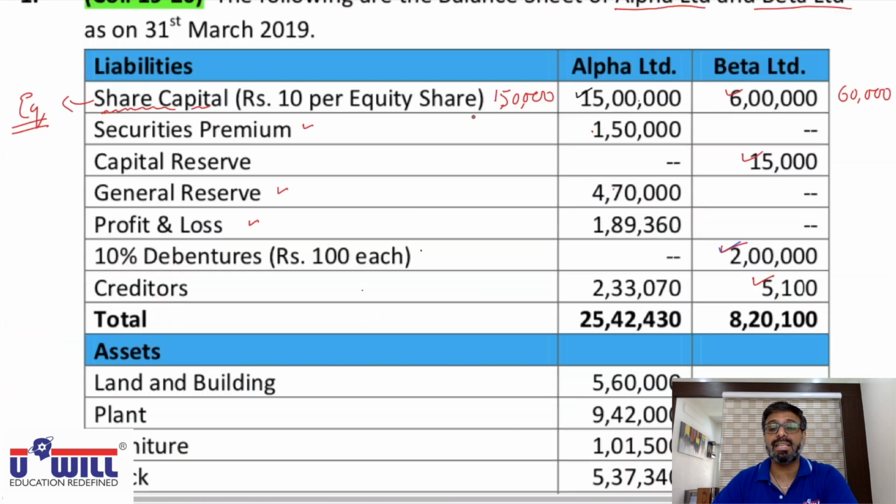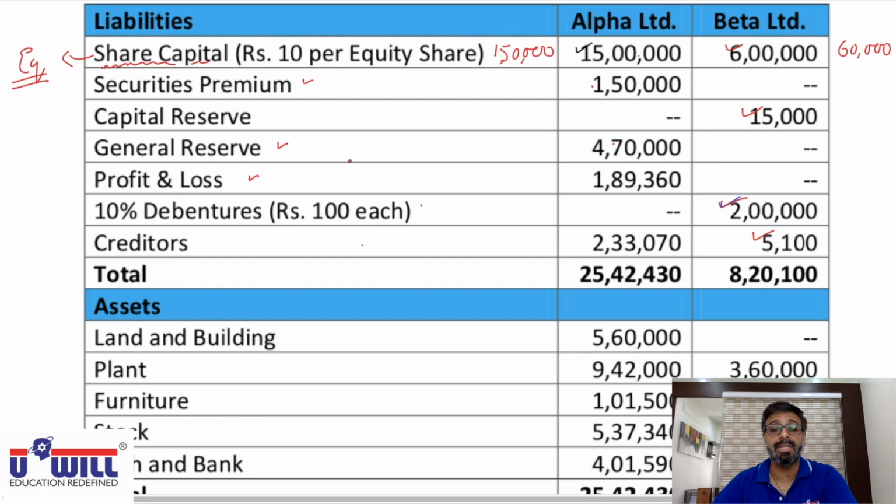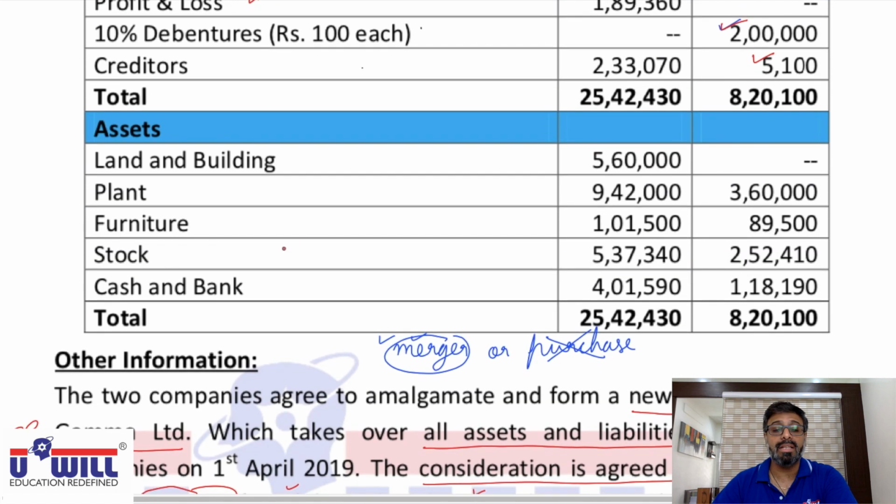Then fictitious assets we don't have. I told you fictitious assets means either P&L account's negative amount would be given or other non-current assets like discount on debentures, shares, preliminary expenses would be there. They are not there in this question. So closing entries are all done.